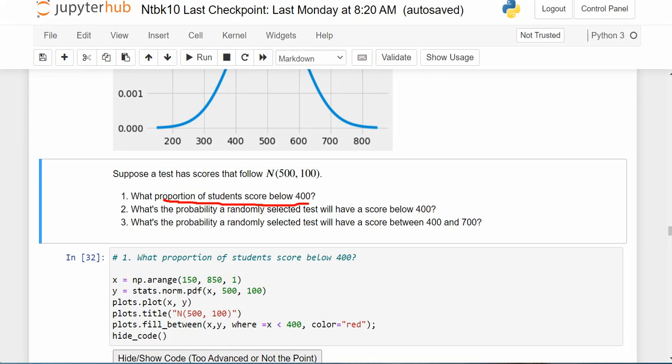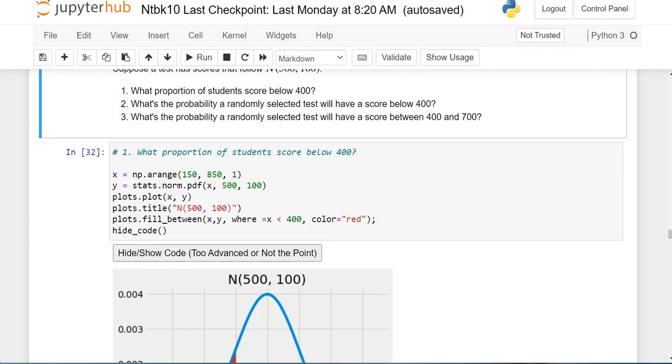Okay, so we're going to do the same thing that we did before where we use the stats. We're using a different distribution. We were using binom before, but we're putting this in an average of 500, a standard deviation of 100, okay? And then you can see this part is what we're going to shade in red. The where the scores are less than 400 is what we're going to shade.